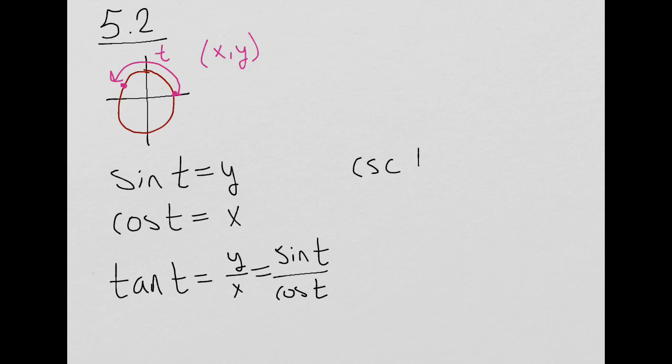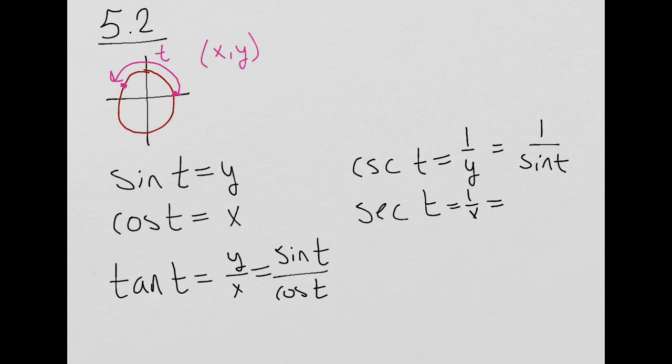And then we get three other ones. We get the cosecant of t, 1 over y, that's 1 over sine of t. We get the secant of t, 1 over x, that's 1 over the cosine. And we get the cotangent of t, which is x over y, which is 1 over the tangent. These names are spelled out in your text and the definitions are given there.